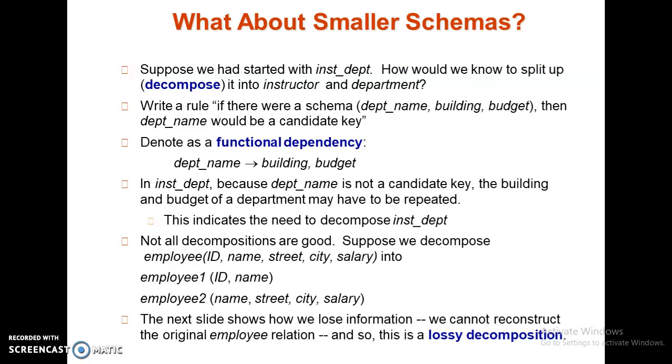Now, not all decompositions are good. Let's assume that with an example. What happens if we do the wrong decomposition? When you look at this, employee ID, name, street, city, salary decomposed into employee 1 with ID, name, and employee 2 with name, street, city and salary. And the next slide shows how we lose the information. We cannot reconstruct the original employee relation. So this is a lossy decomposition. That's what we are talking about.